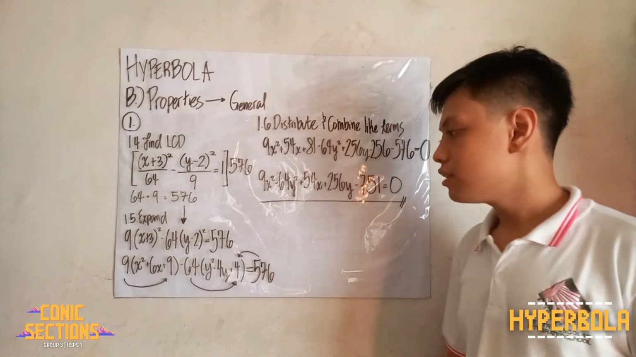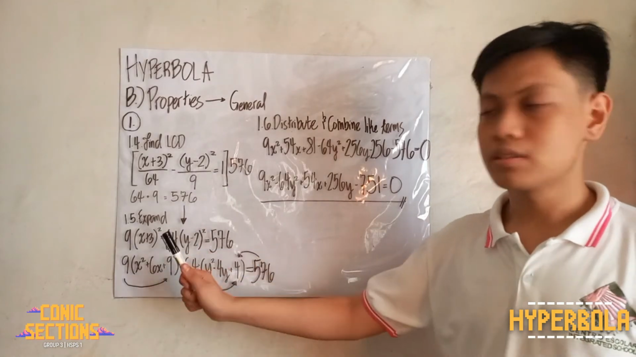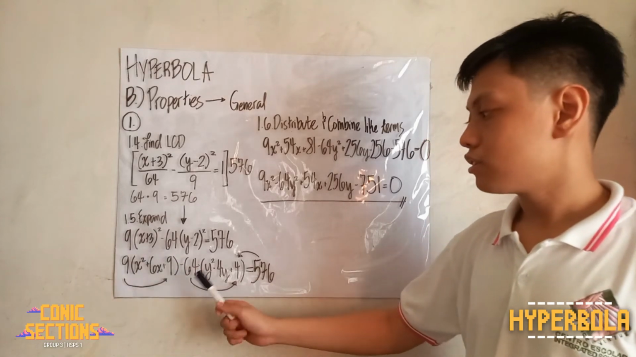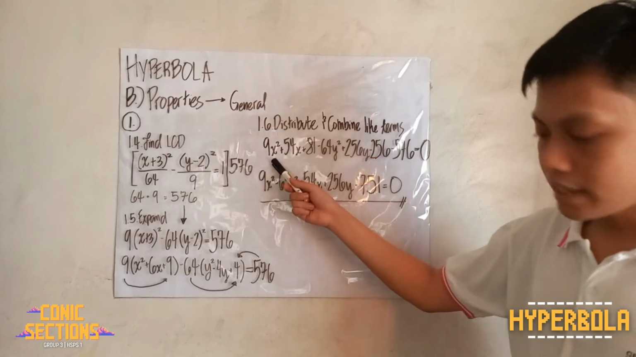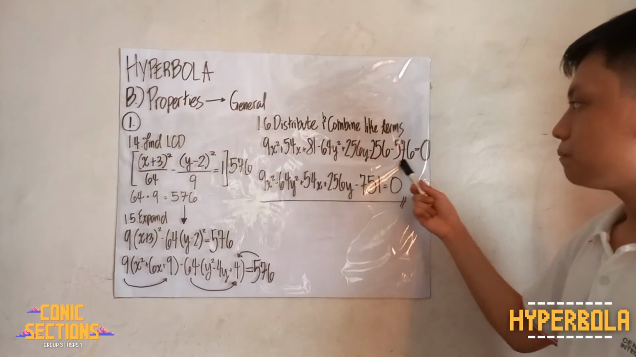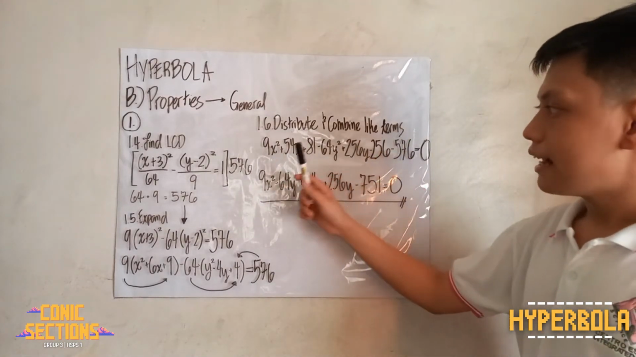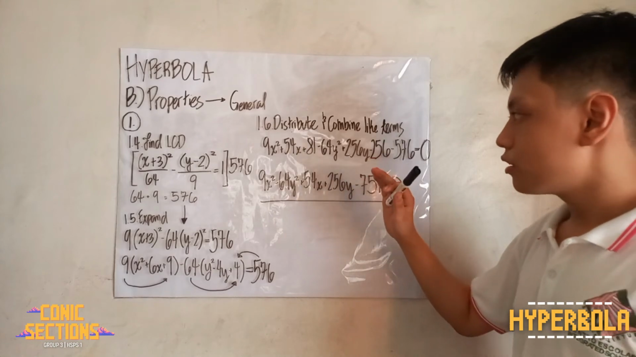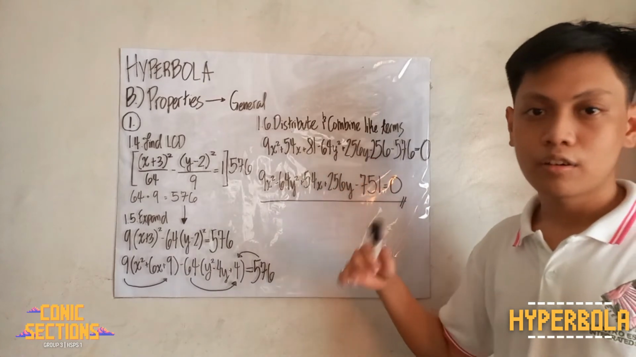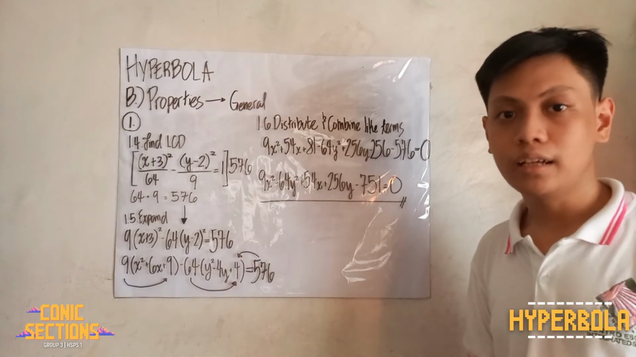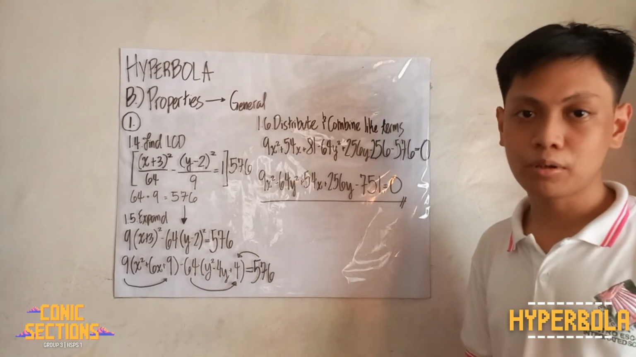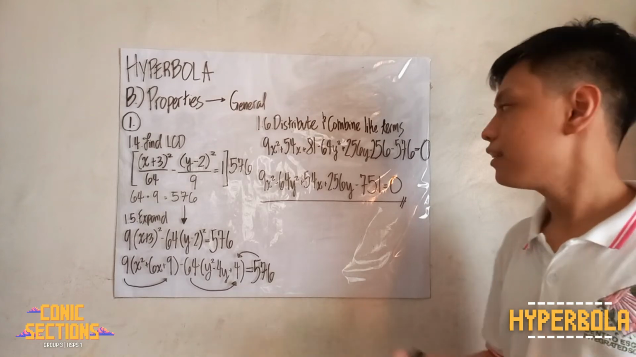Now, after distributing the numbers 9 and negative 64 and transferring 576, we will end up with this equation. After that, we need to rearrange the equation in order to make it look like the general equation of a hyperbola.